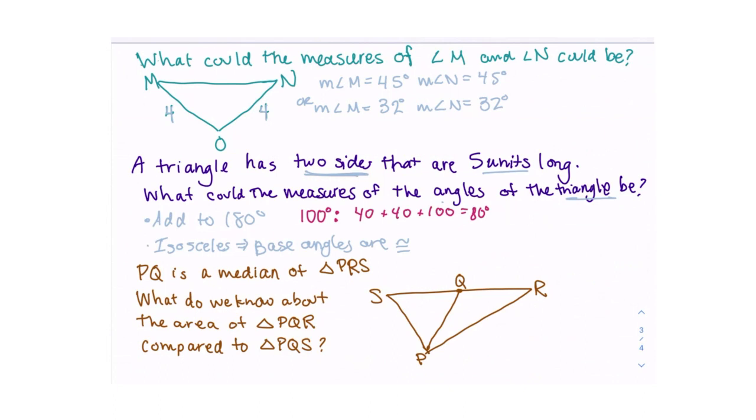Is it possible to have two angles that are 100 degrees in a triangle? Emily, why not? Yeah, it would be 200, which is already more than 180, right? Okay, so what if I knew that one of the angles was 60 degrees? What could the other two angles be? 20 or no?